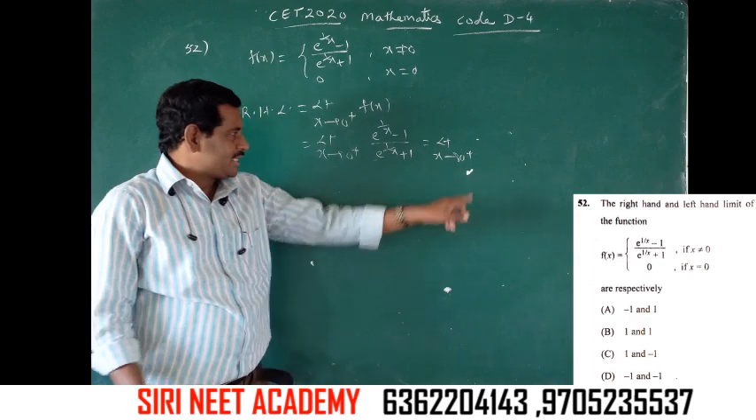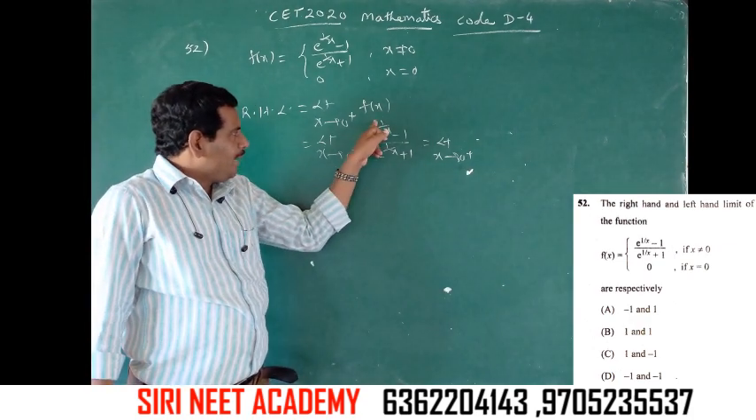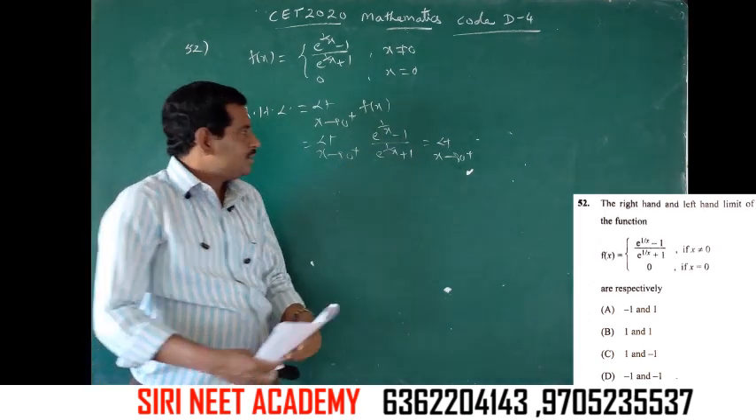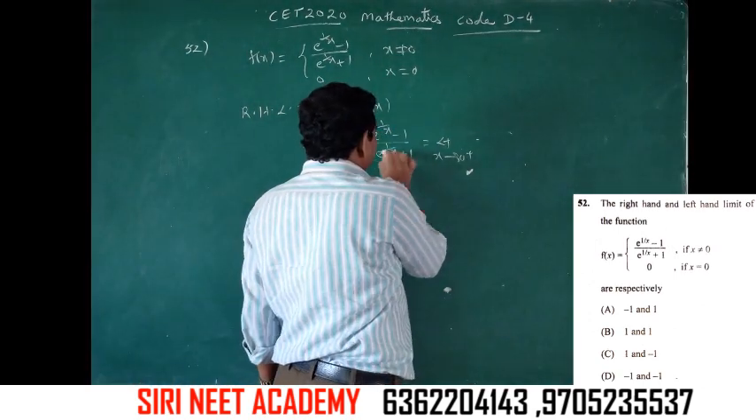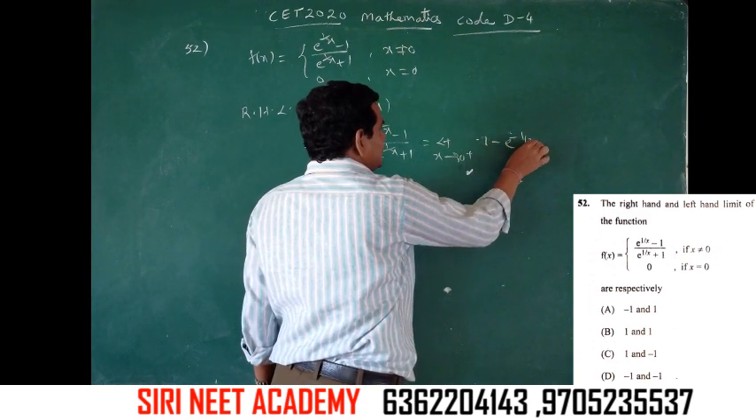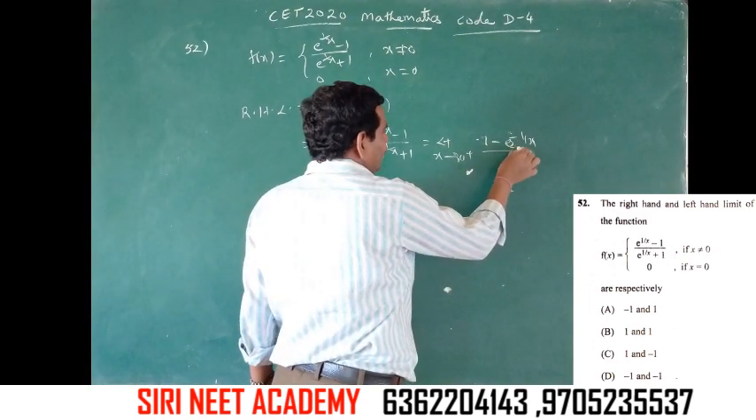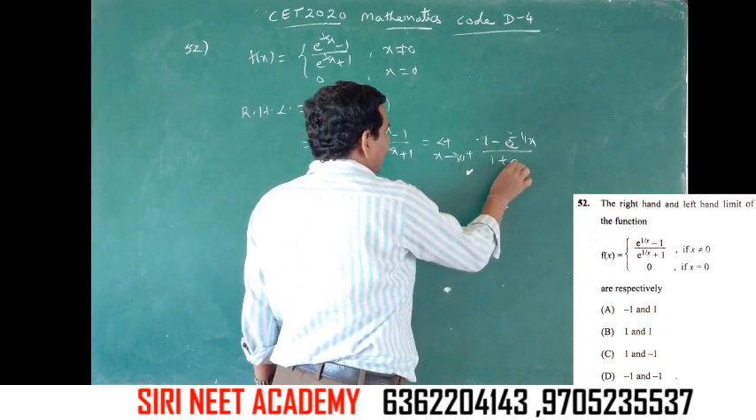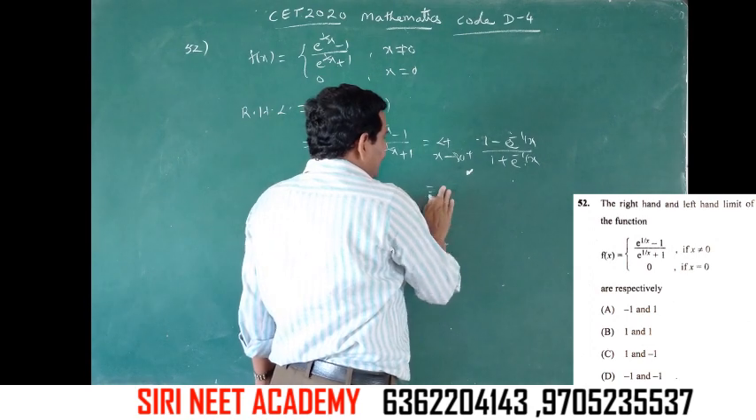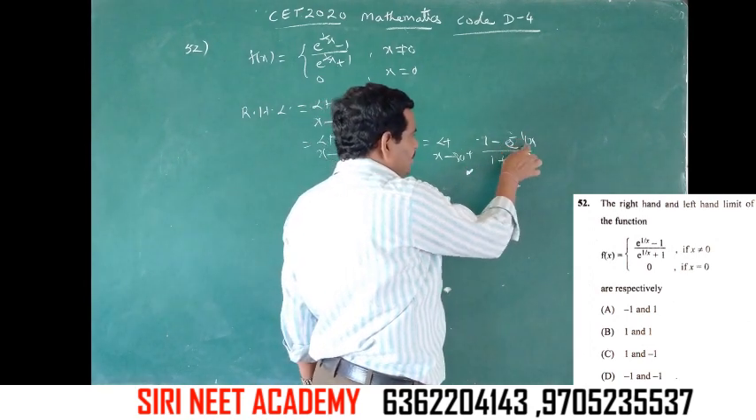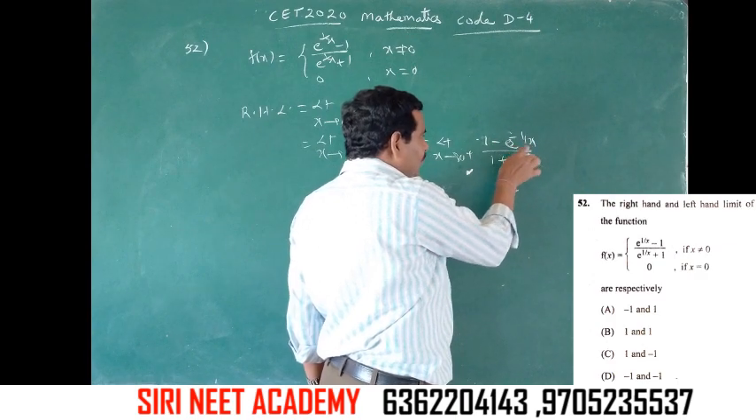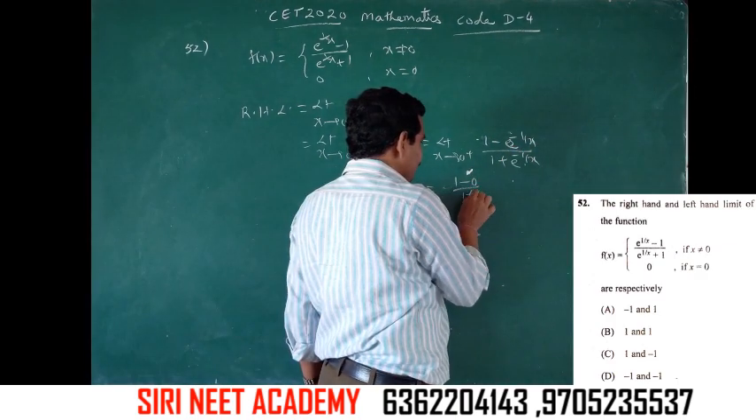When x tends to 0 plus, 1 by x becomes infinity, converting values from infinite to finite. So, dividing by e power 1 by x, we get 1 minus e power minus 1 by x by 1 plus e power minus 1 by x. Now, when x tends to 0 plus, e power 1 by x becomes infinity and e power minus 1 by x becomes 0. It means 1 by infinity, value is 0.